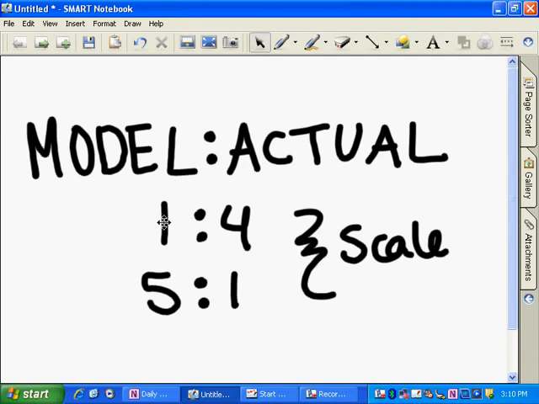But what this means, if you see a ratio of 1 to 4 or a scale of 1 to 4, that means if it's 1 unit on the model, it's 4 units on the actual. So the actual item is 4 times larger than what you see in the model.